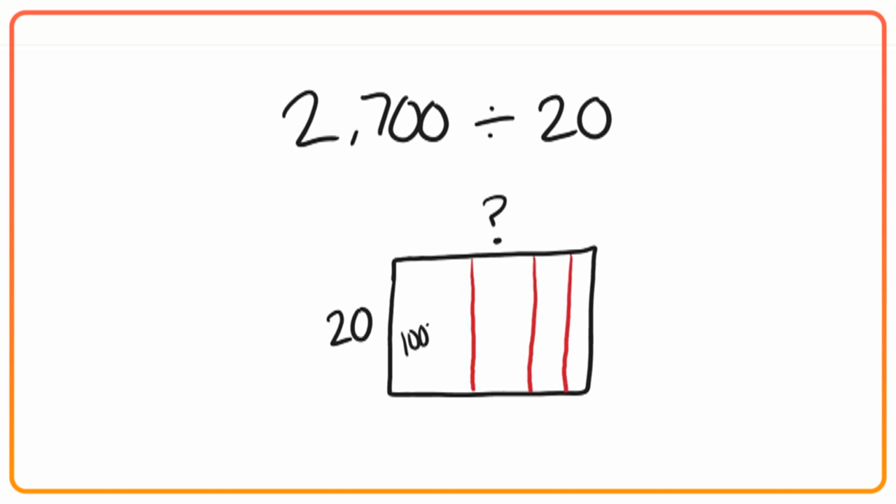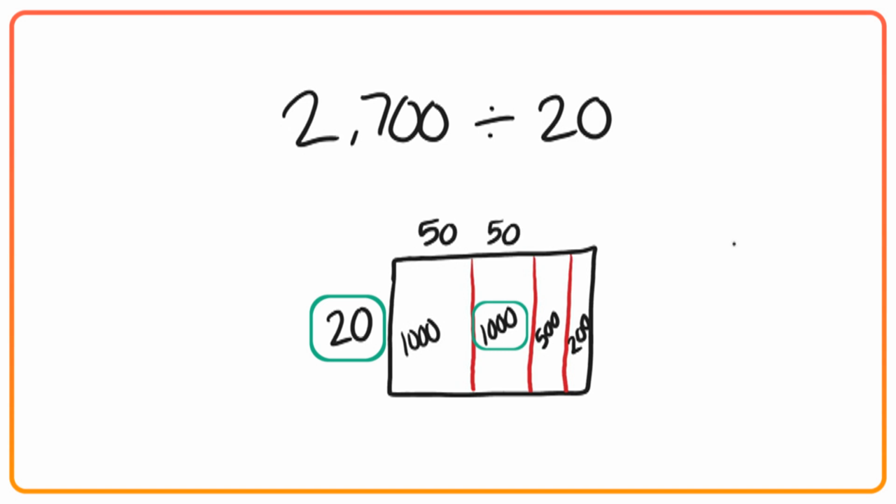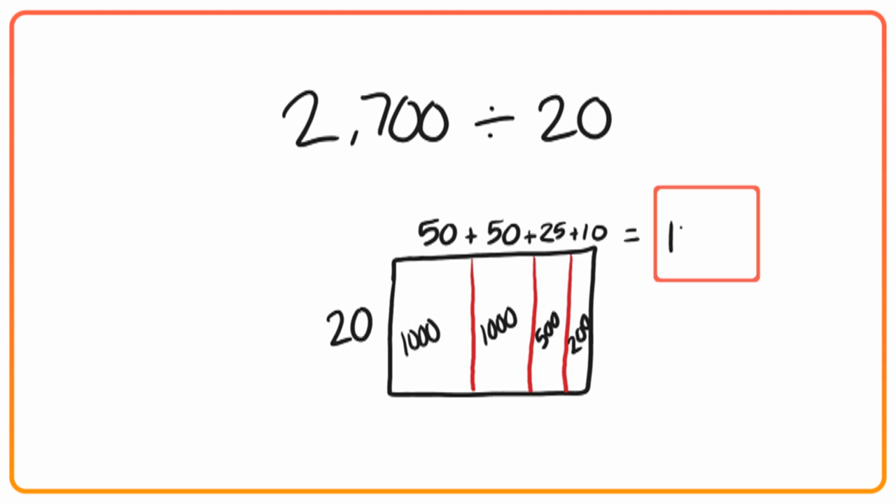I can do that by breaking it into 1,000, 1,000, 500, and 200. 1,000 divided by 20 is 50. 1,000 divided by 20 again is 50. 500 divided by 20 is 25, and 200 divided by 20 is 10. We can add all the parts to get the total volume in milliliters leaked from the kitchen faucet in 1 hour. 50 plus 50 plus 25 plus 10 equals 135. We can see that in 1 hour the kitchen faucet will leak 135 milliliters of water. That looks like this.